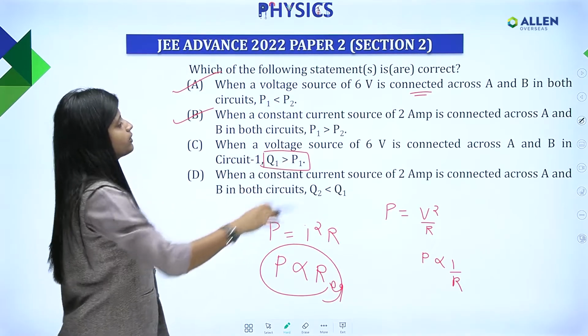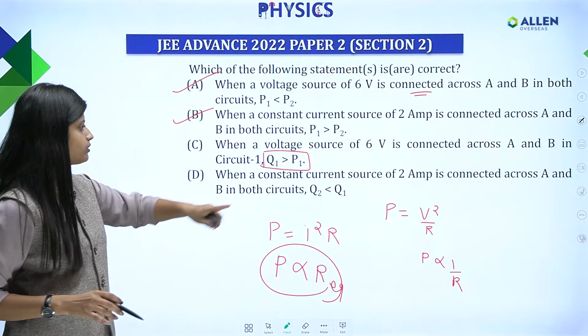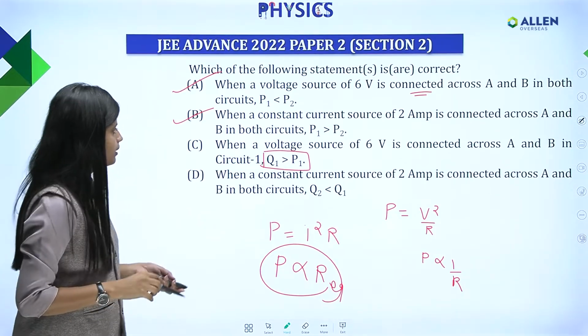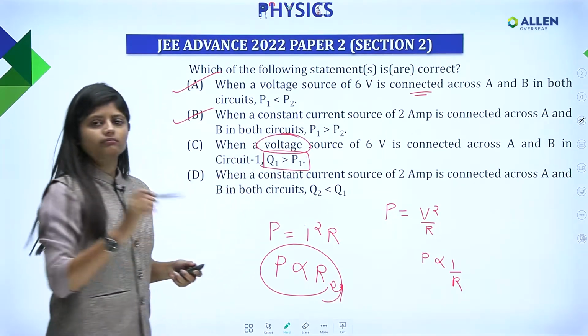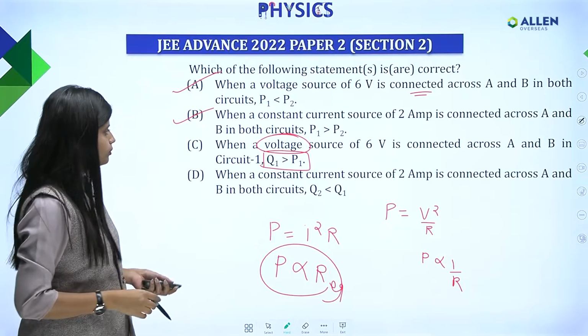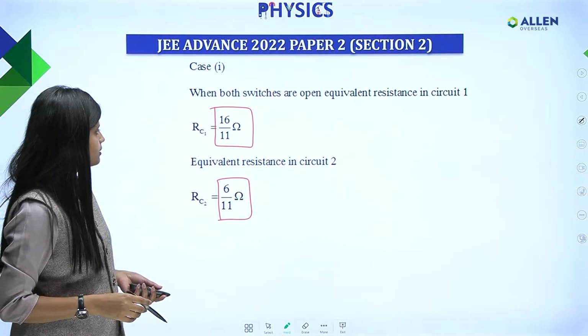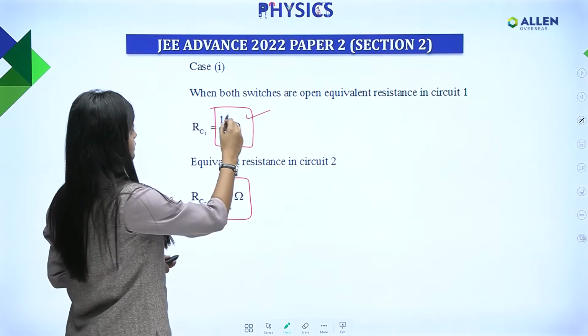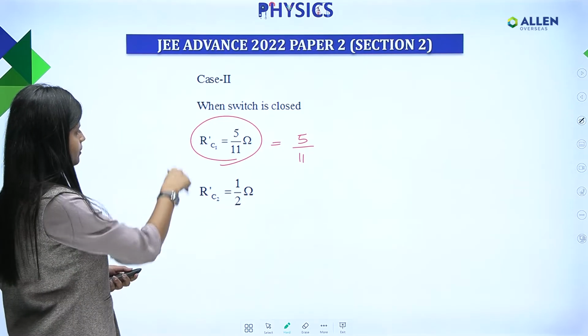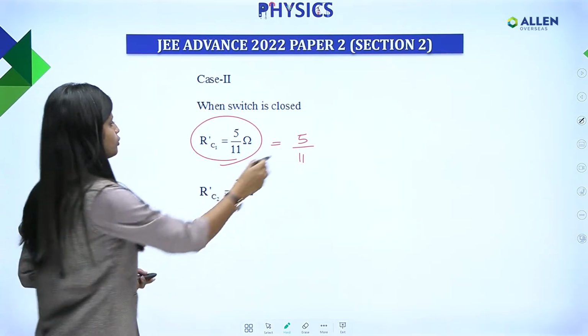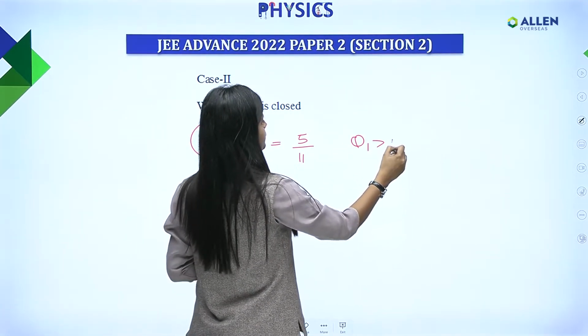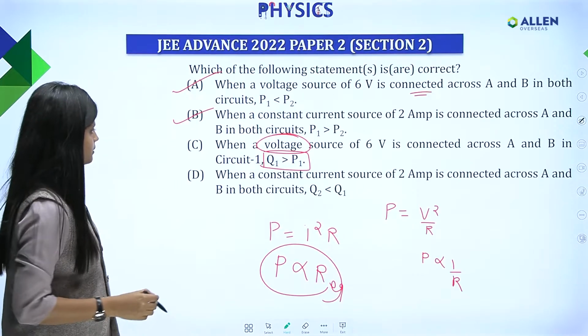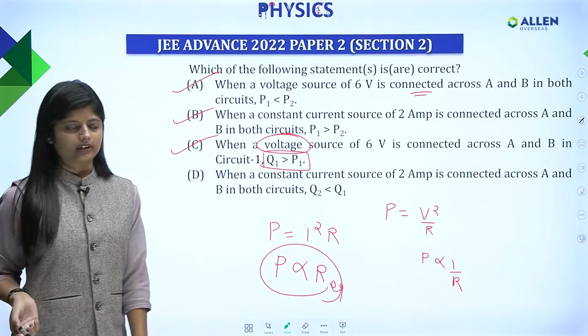It is saying when a voltage source of 6 volt is connected across A and B, circuit Q1 and P1. Voltage source is there, means power is inversely proportional to R. So let's see which resistance is less. One is this 16 by 11 and one is 5 by 11. 5 by 11 is less. So Q1 will be greater than P1. So Q1 is greater than P1. So option C is also correct.